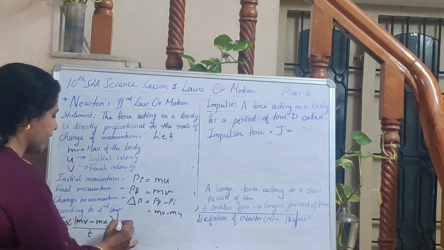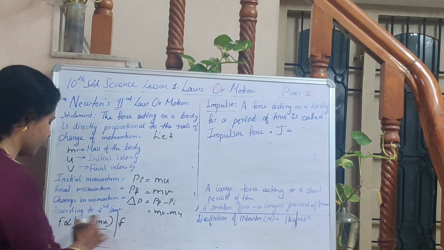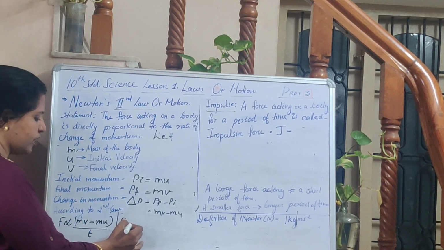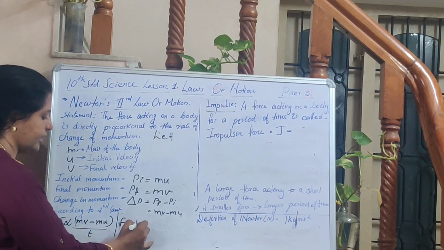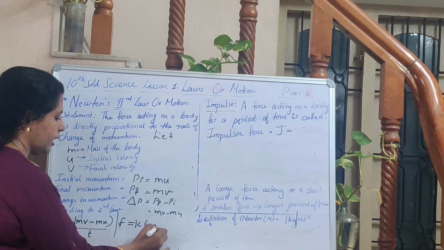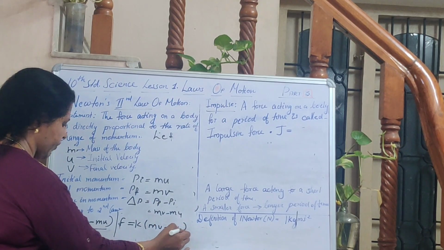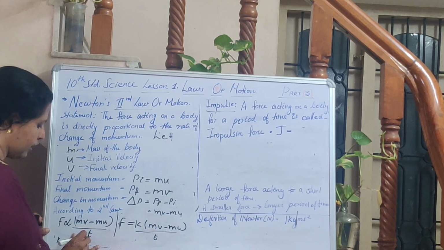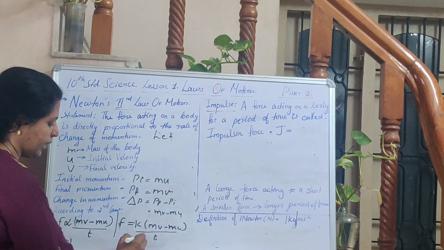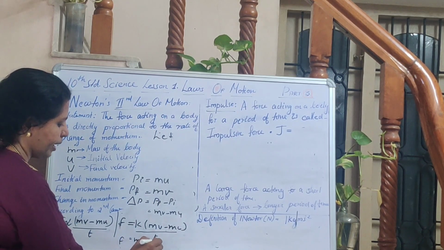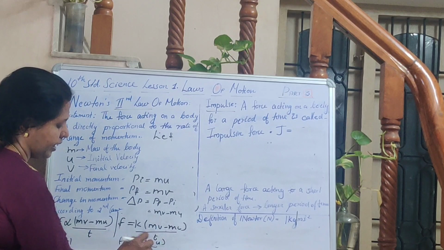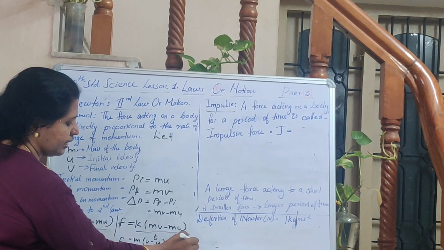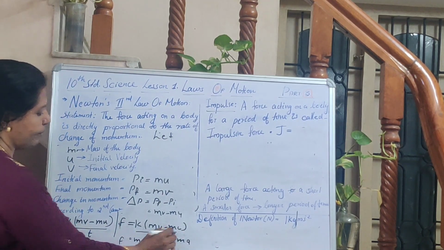So we can write this equation as F is equal to k into (mv minus mu) divided by t, where we convert the proportionality into an equation with a constant k. This k is normally equal to 1. So F is equal to m into (v minus u) divided by t. And (v minus u) by t is acceleration, so we can write it as ma. So F is equal to ma is our final answer.